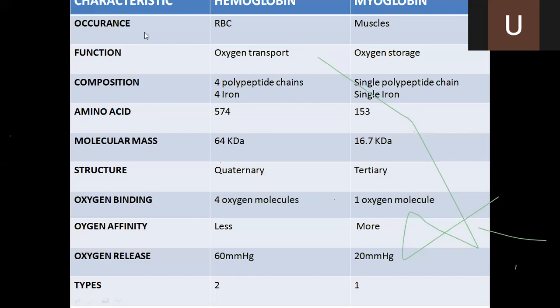Now occurrence: I told you hemoglobin is in RBCs, while myoglobin is in the muscle. Coming to the function, the hemoglobin helps in the oxygen transport, while the myoglobin helps in the oxygen storage.